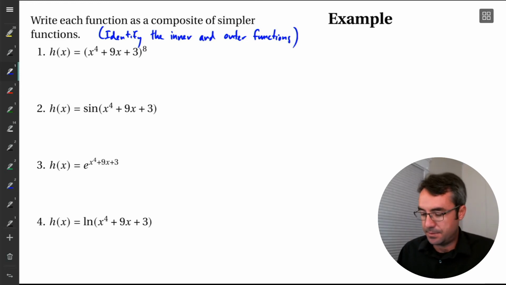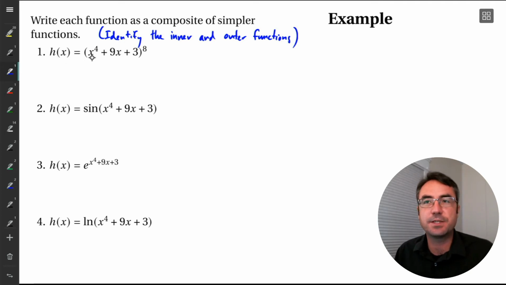So let's look at this first one. h of x is equal to x raised to the power 4 plus 9x plus 3, all raised to the power 8. And so the inner function is everything inside the parentheses. It's what happens first. The outer function is what happens at the very end.